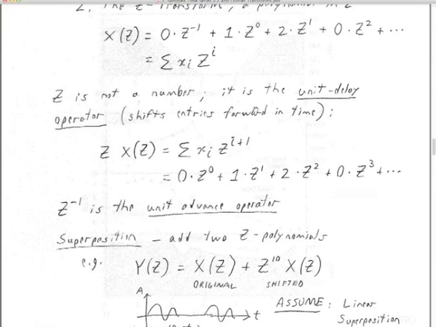It's not a number. It turns out to be an operator itself, and it's the unit delay operator. Okay. It shifts entries. Well, I said forward in time, but what I really mean is it delays an entry in time. Right. So let's say we take this z polynomial here, and we multiply it by z, right? So then we bring that into the summation, and so instead of summing up x sub I times z to the power of I, which is a time index, we now have an extra z in there, so we have x sub I times z to the power of I plus 1.